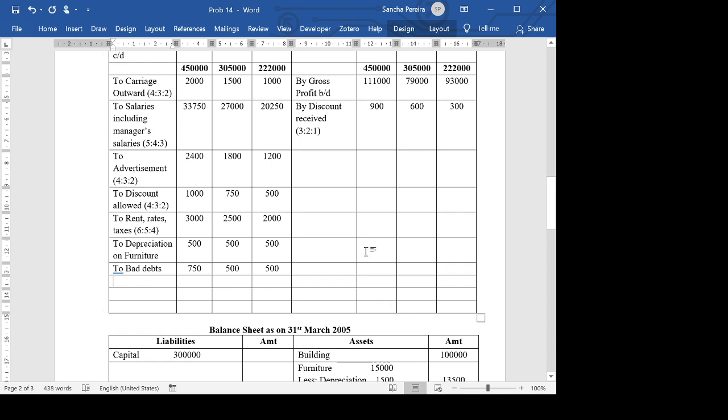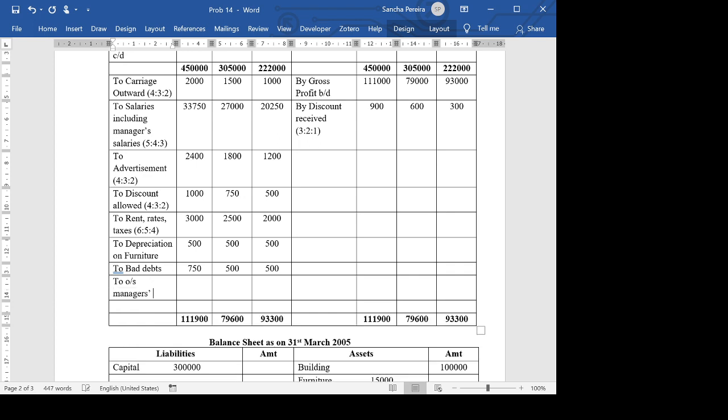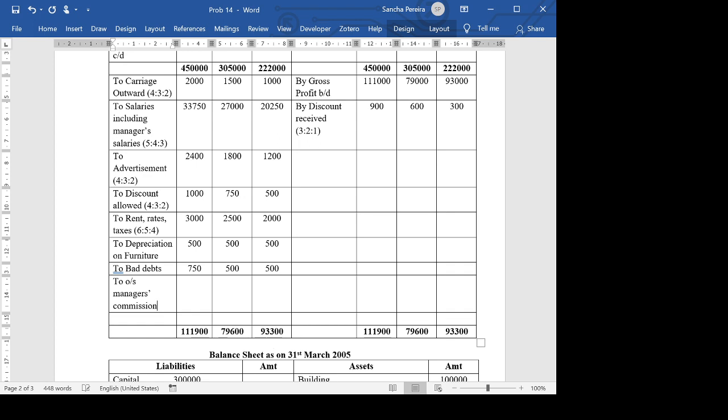Okay, so we will calculate the total here. This will come to 1,11,900, 79,600, and 93,000. Okay, so what I'm going to do is, to outstanding manager's commission. Two outstanding manager's commission.